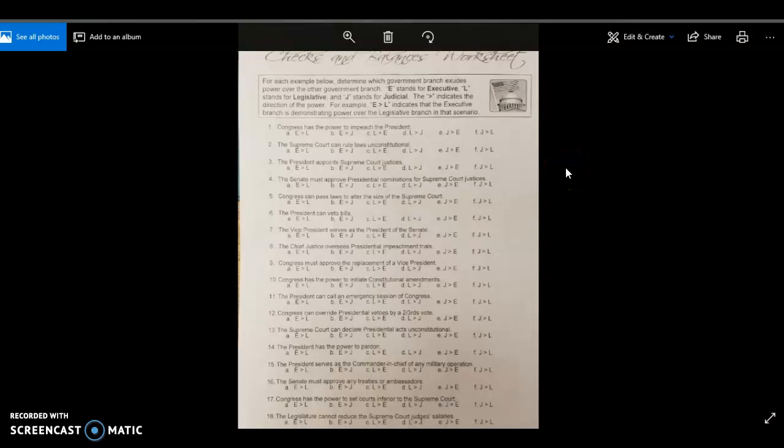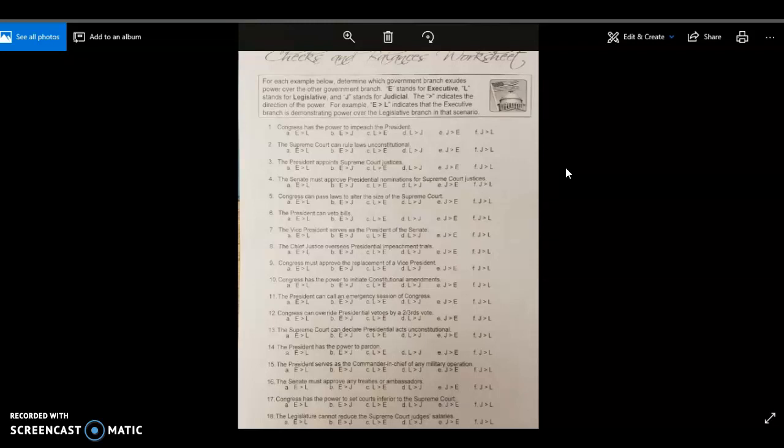So this is your second part of this, and this is looking again at checks and balances, but looking at determining which branch has the power over a different branch. It gives you a statement, and then you have to determine. So let's look at what the letters mean first.